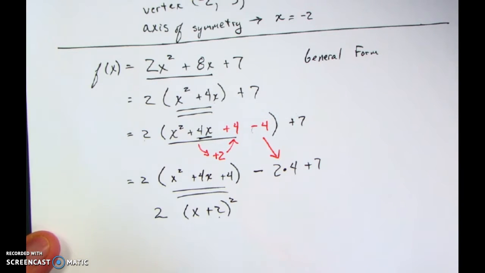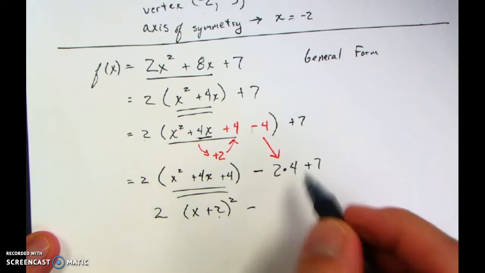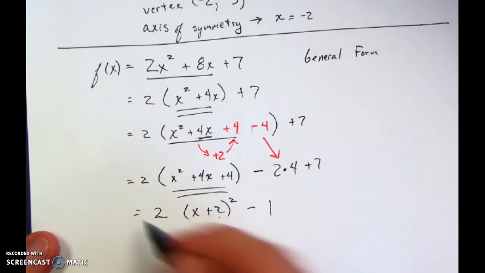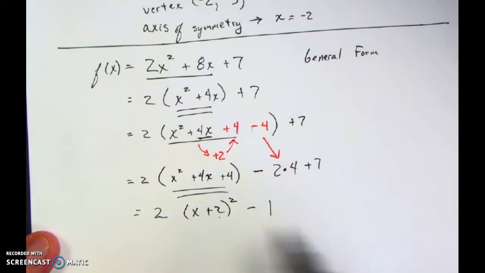I still have an a value of 2. And now I have, this was minus 8 plus 7. That turns into minus 1. So now we have vertex form. We have our a value of a positive 2. We know it's opening upwards.